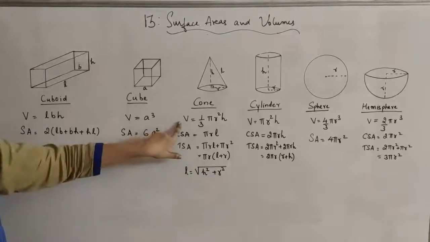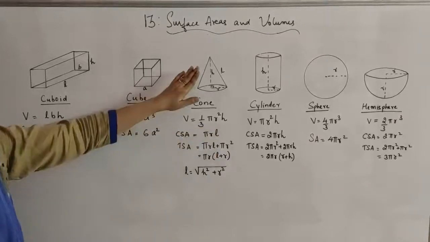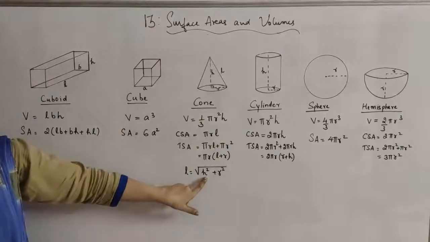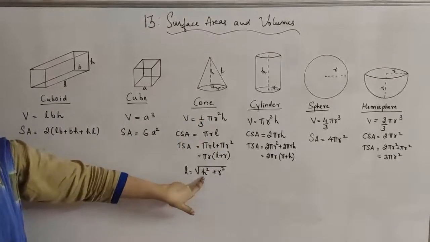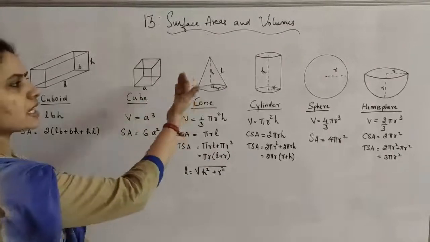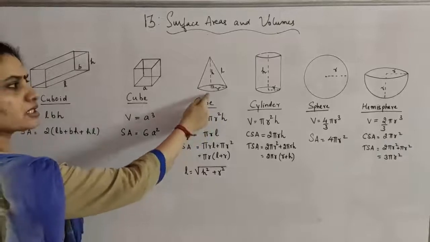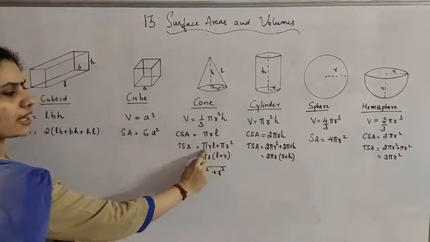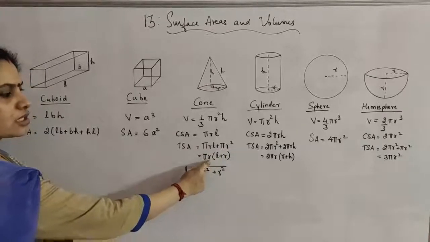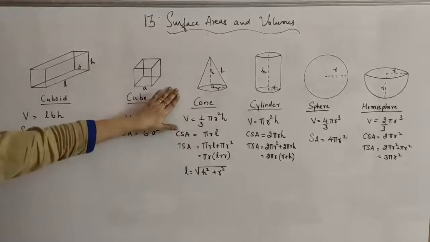Now the volume of the cone is 1 by 3 pi R square H. Curved surface area, that is only this portion, is pi R L, where again L can be found out like this if you know your H and R. Again TSA is curved surface area plus the base area. Base is circular in shape, so it is the formula for circle. So pi R L plus pi R square, you can take out pi R in common, so it is pi R into (R plus L), that is the total surface area of the cone.